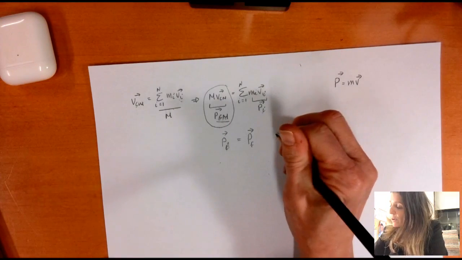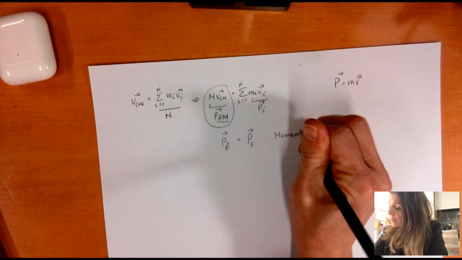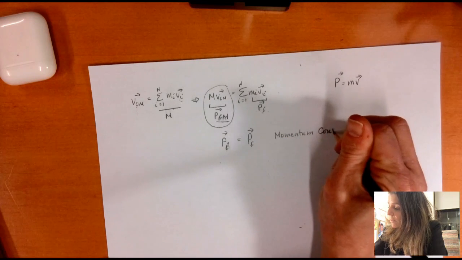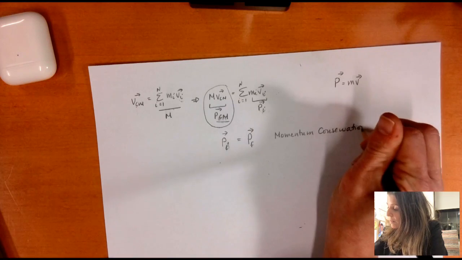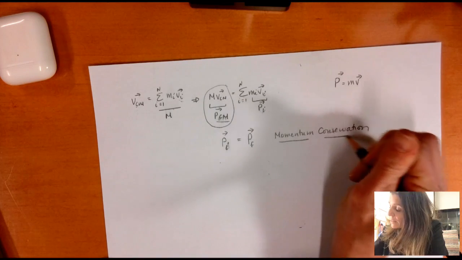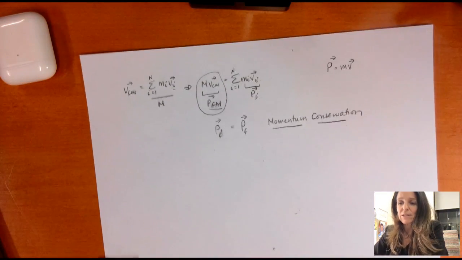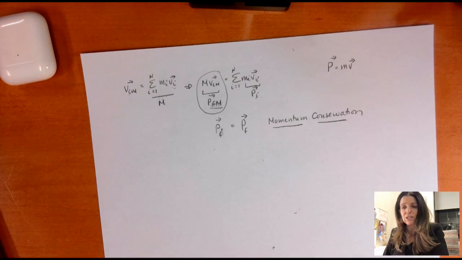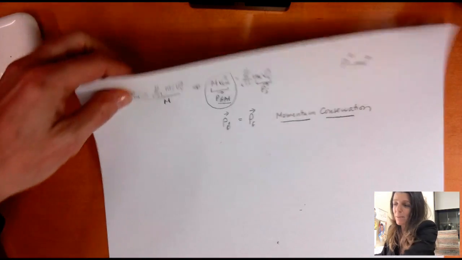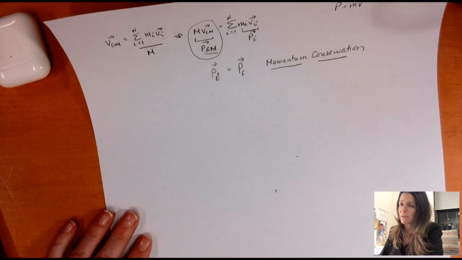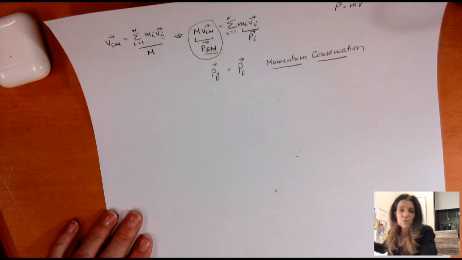And this is what we know as momentum conservation. It's a direct consequence of the fact that the center of mass velocity will not change in a collision. And I think that's a great way to think about it, and a very powerful way to think about it. So let's look at a couple of quick examples.